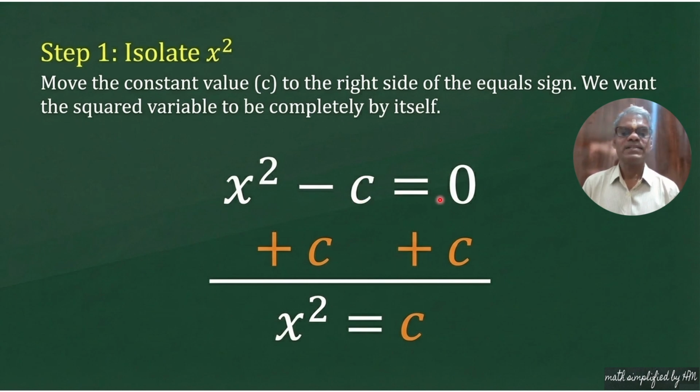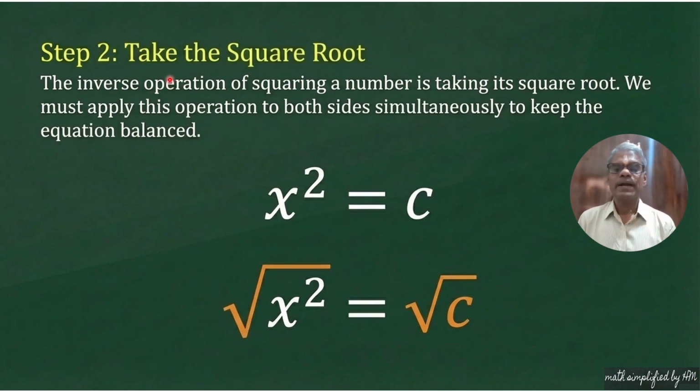x square minus c is equal to 0. Adding c to both sides, we get x square is equal to c, or moving minus c to the right side, it becomes positive, so x square is equal to c. Second step, take the square root. The inverse operation of squaring a number is taking its square root. We must apply this operation to both sides simultaneously to keep the equation balanced.